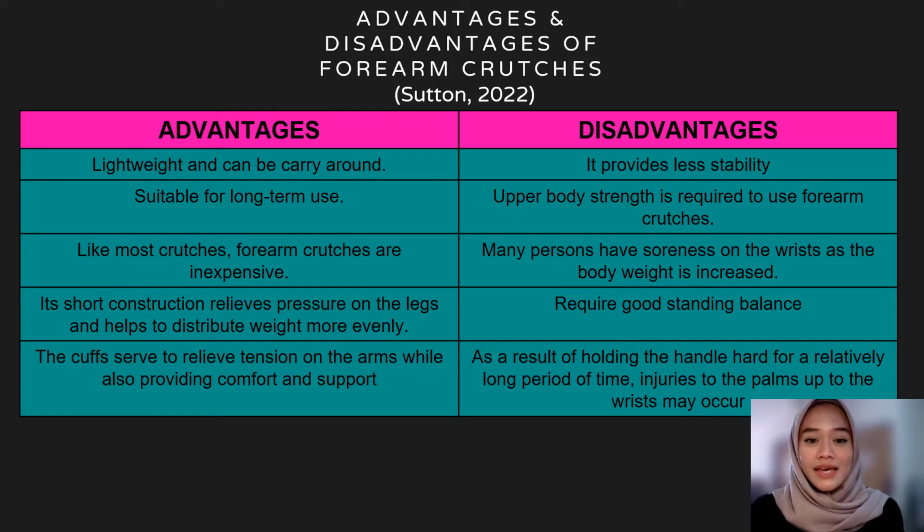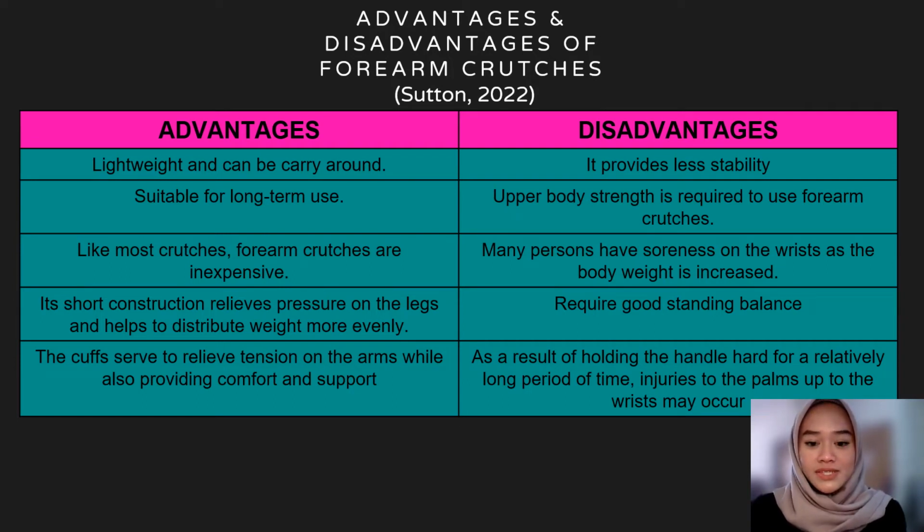Let's have a look at the advantages first. First, it is lightweight and can be carried around. It is also suitable for long-term use. Like most crutches, forearm crutches are inexpensive. Other than that, its short construction relieves pressure on the legs and helps to distribute weight more evenly. And the cuffs serve to relieve tension on the arms while also providing comfort and support.